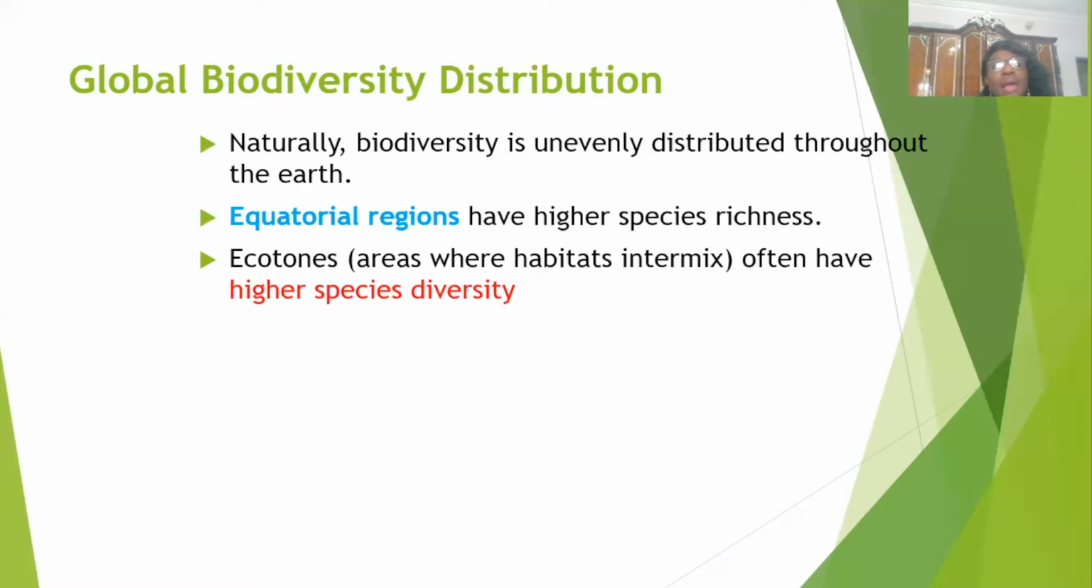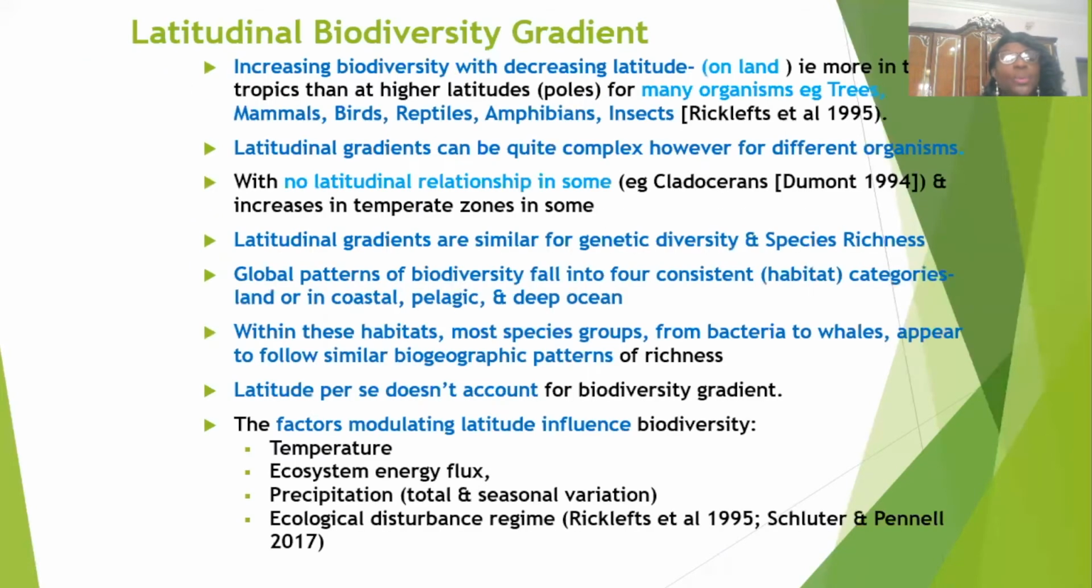Ecotones are areas where habitats intermix, and they also have higher species diversity. If you have a habitat with a continuum of environmental conditions from one extreme to the other, the point at which these extremes intermix is referred to as the ecotone.